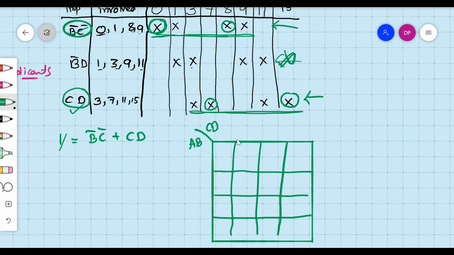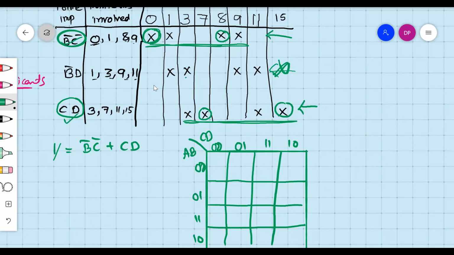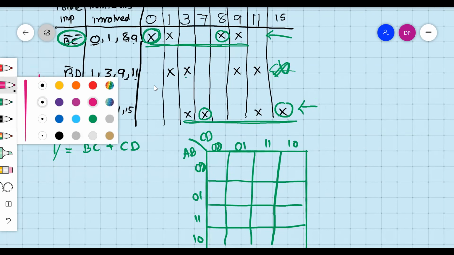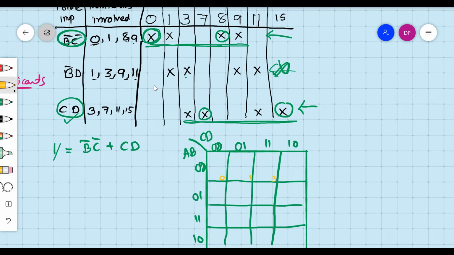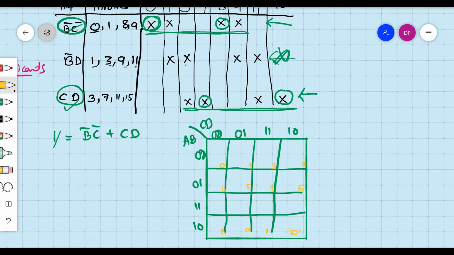So this is ABCD, let's say 00, 01, 11, 10, and 00, 01, 11, 10. The min terms are given, we can see from here. Let me write the min terms quickly. So this is 0, 1, 3, 2, 4, 5, 7, 6, this is 12, 13, 15, 14, and 8, 9, 11, 10.